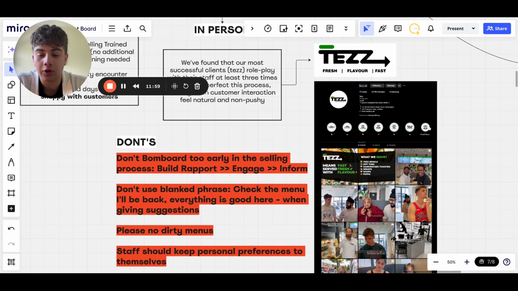Then, secondly, don't use blanket phrases. It usually just comes down to when staff are not educated on the menu itself or any items at the restaurant, which is really common these days. They'll basically just say, check the menu and I'll be back. And they basically go and ask the manager some questions. Or if someone asks, which item here should I choose? Should I go for this sauce or that sauce, or this side or that side, or whatever else it might be? And then they just say, everything is good here, when giving suggestions, right? That's realistically not what you want to be doing. You want to be making it as specific as possible for that customer, and that means that the staff would need to be educated on everything that you sell.